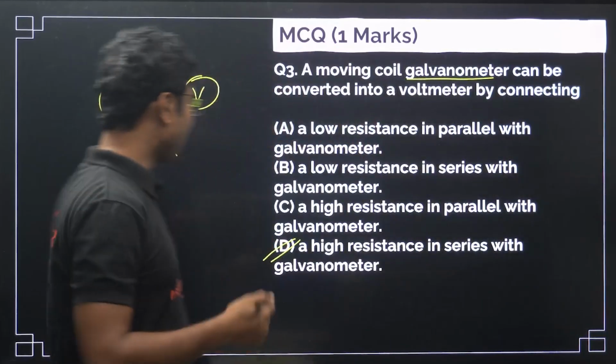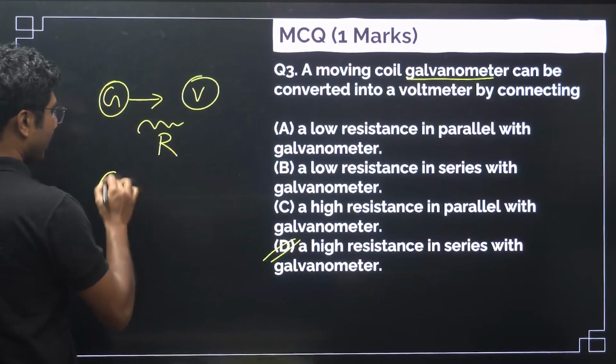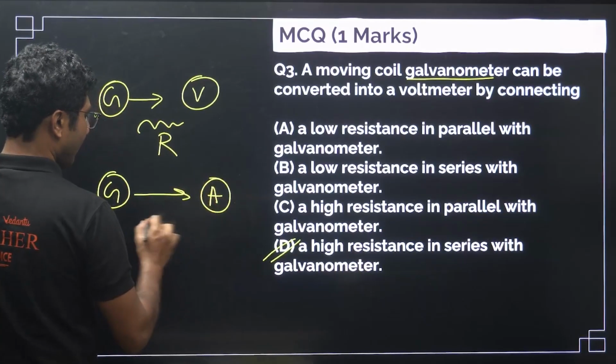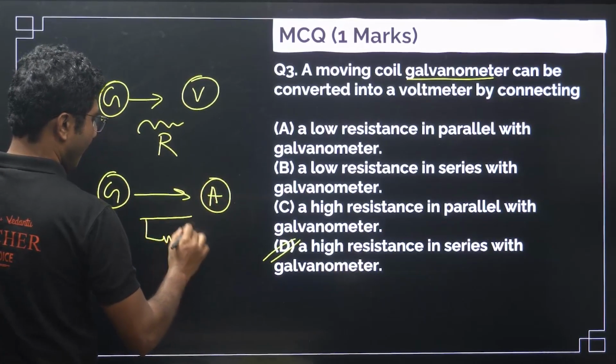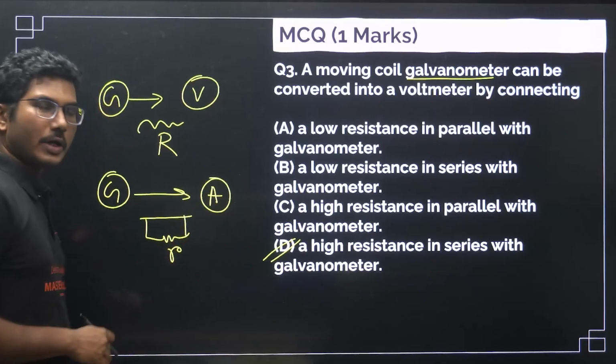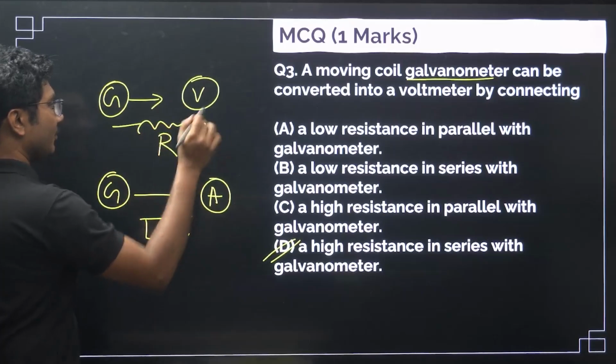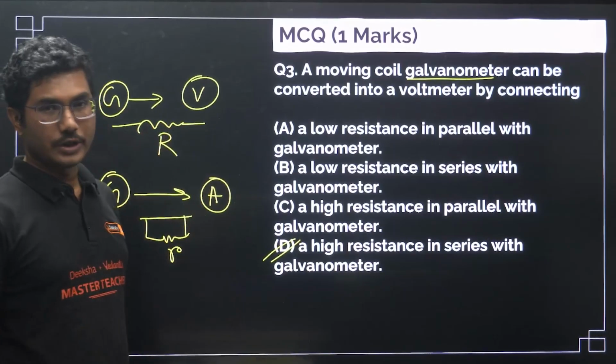Galvanometer to ammeter: if you are converting a galvanometer to an ammeter, it is parallel, low value. Okay, it is parallel low value. For the voltmeter, it is in series, high value. That is how you can remember it pictorially.